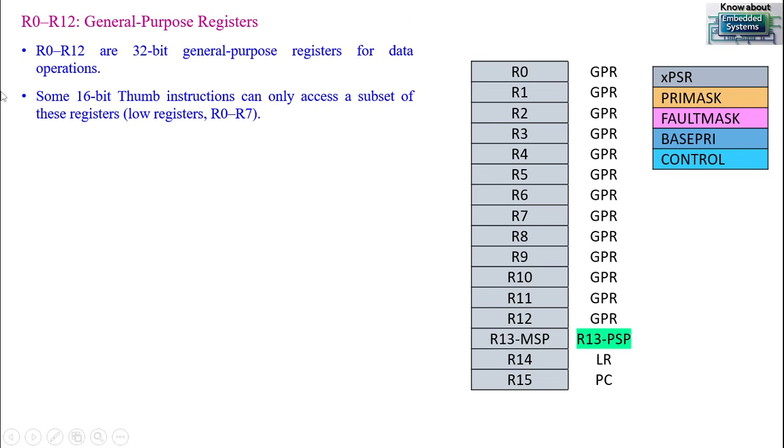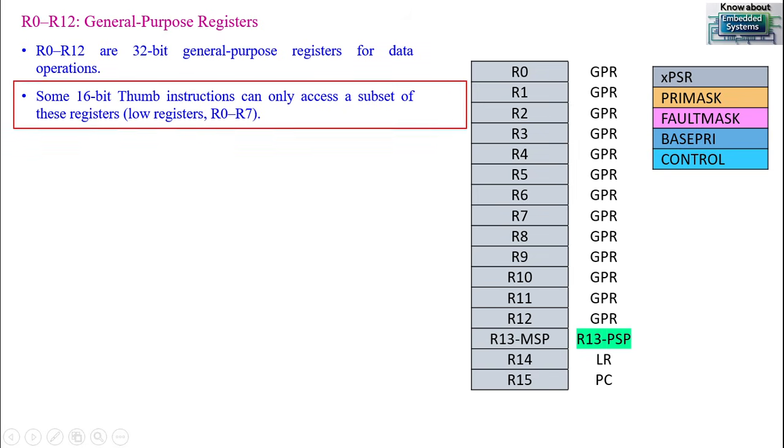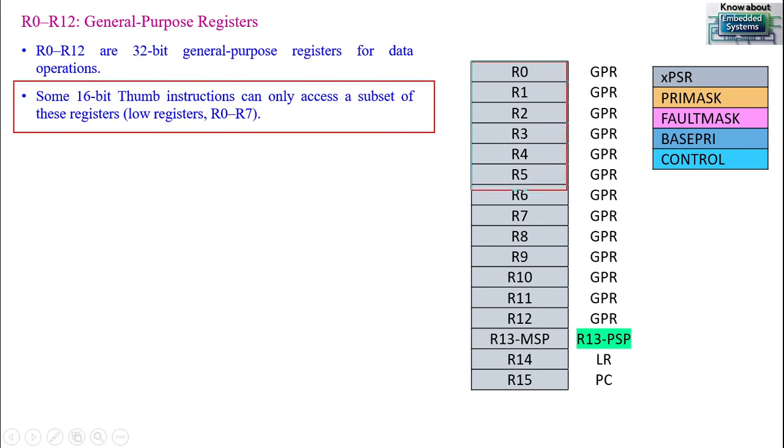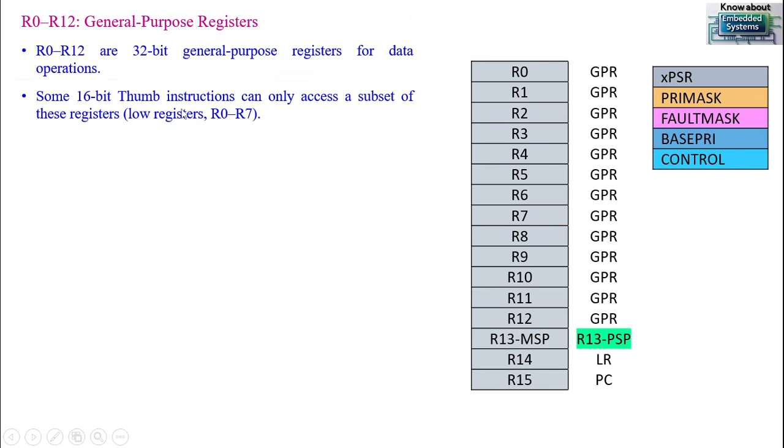First classification: R0 to R12. Out of 16 registers, 13 general purpose registers are accessible for the programmer. R0 to R12 you can use for programming. All are 32-bit registers. Whenever you're using Thumb mode, you know already what Thumb mode is, the lower 8 registers, R0 to R7, are accessible for the programmer, when you're working in a 16-bit operating mode.